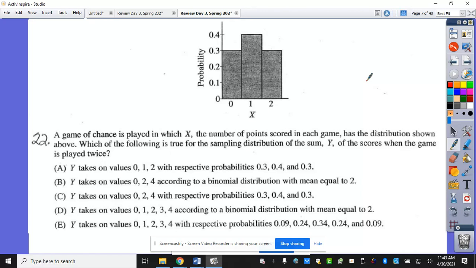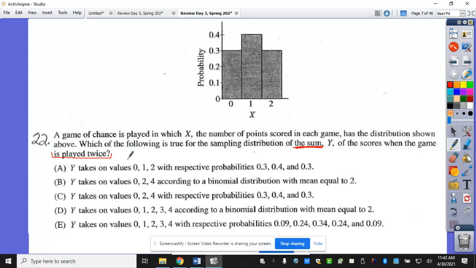This is where people just either get lost or confused or overlook the detail. Which of the following is true for the sampling distribution of the sum of the scores when the game is played twice? So that's what I'm concerned with, is when I play twice, how many points did I get and what's my probability? Everybody go with that part, what the question's asking now?